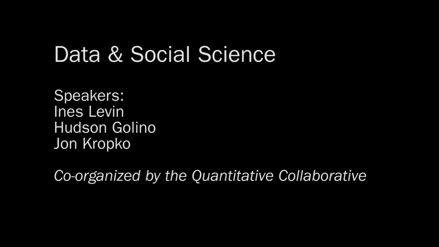I'm John Kropko. I'm a new faculty member at the School of Data Science, and my background is I've got my PhD in political science. So I came to data science from the social sciences. So that intersection is something that occupies most of my brain most of the time.